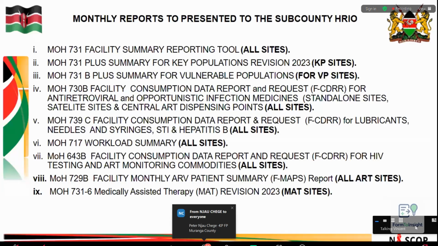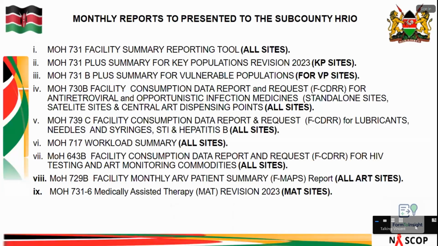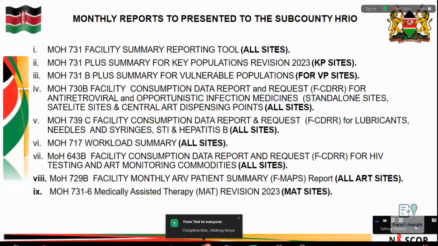So what are the implications of this? You remember for big facilities like sub-county hospitals, we have HROs who aggregate these reports and do entry directly onto KHIS.